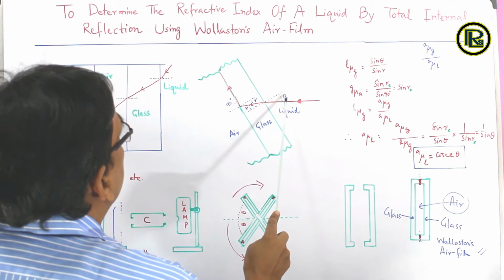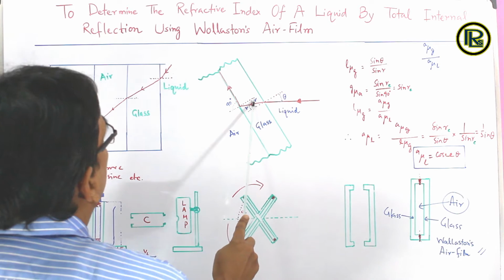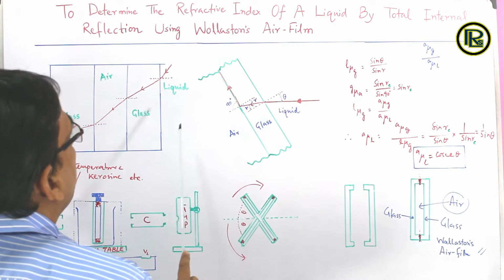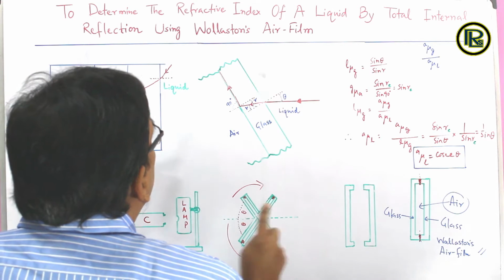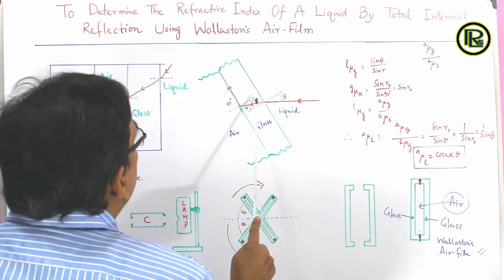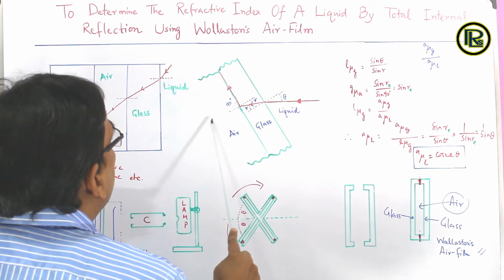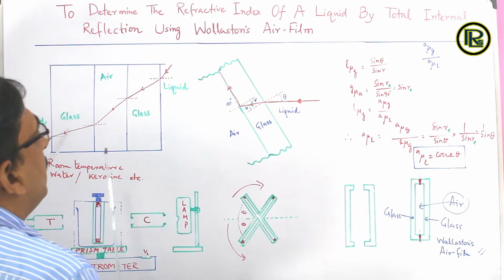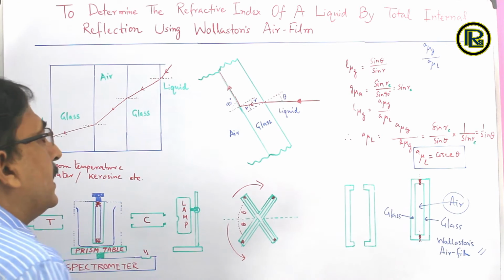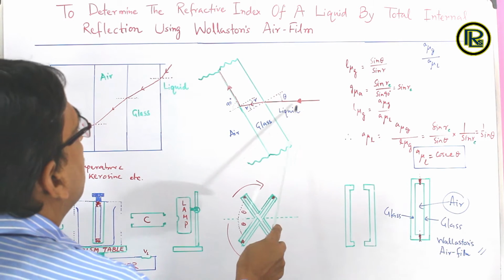So if this theta does not make the angle of incidence critical, then the light will pass through. And if this theta makes the angle of incidence at this point, that is r, become the critical angle, then no light will come out this way, and measuring that theta we can calculate the refractive index of the given liquid.